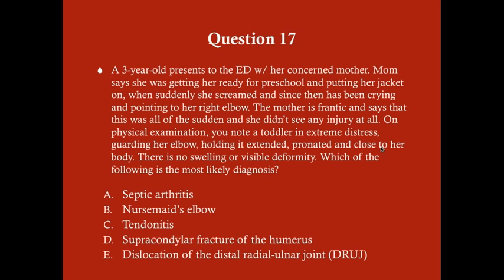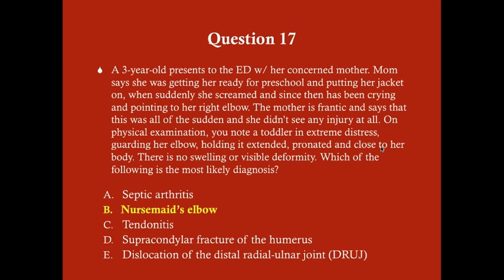Okay. The answer to this one is B. Nursemaid's elbow. So this is a very common injury in young children, especially toddler age, the age where parents are going to be kind of pulling them by the arm, getting them ready. And this is not uncommon at all, and this is definitely not child abuse.